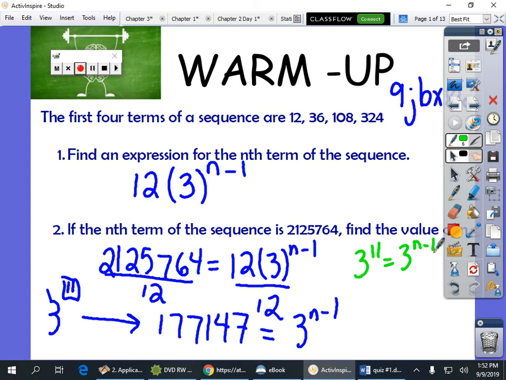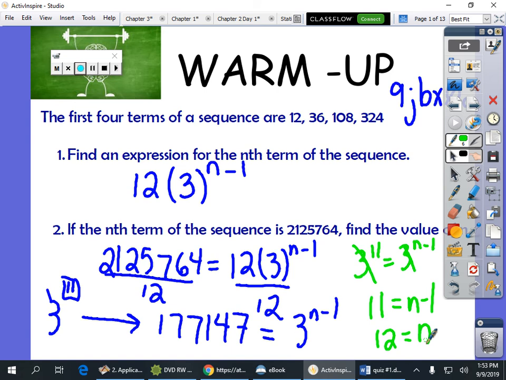Who remembers what I'm allowed to do from algebra? Why? Because they're the same base, so I can ignore them. So I'm left with 11 equals n minus 1. Add 1, so 12 equals n. Done. Wasn't so bad. That's one of the most complicated things you'd be asked to do. Okay? All right? Ask your question.